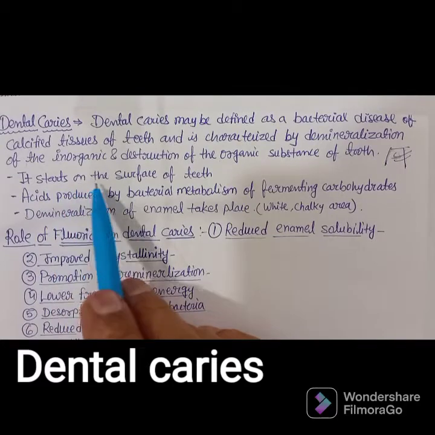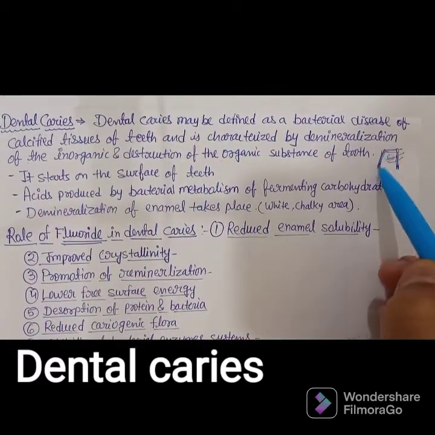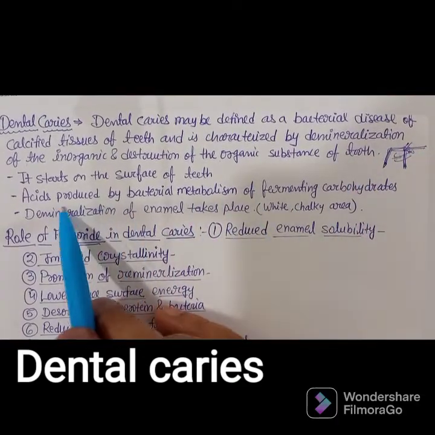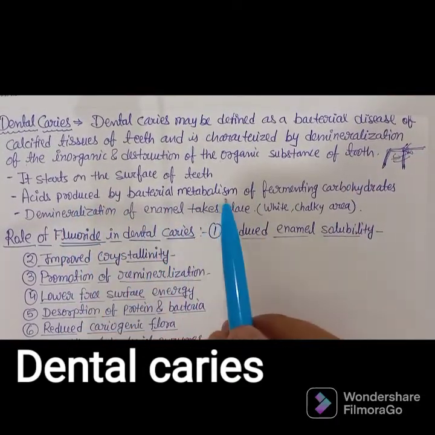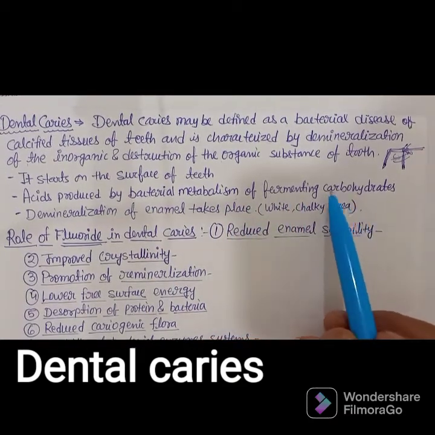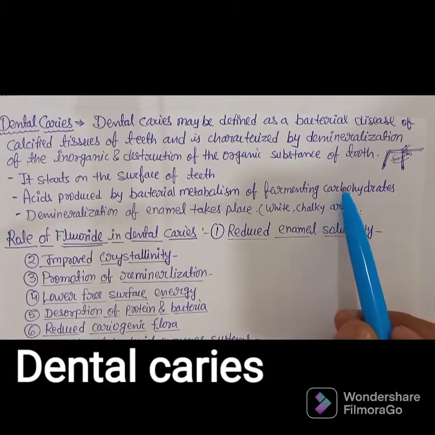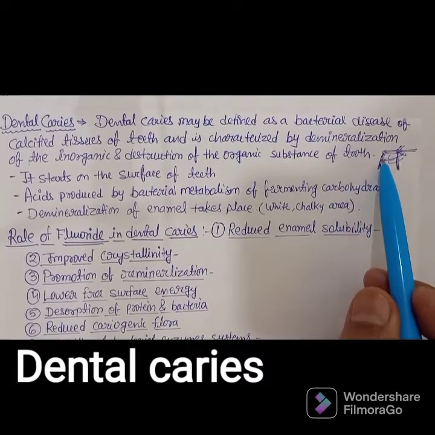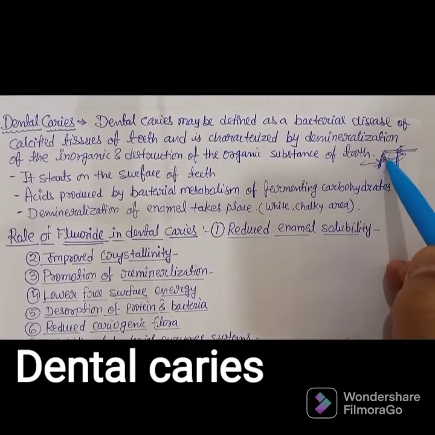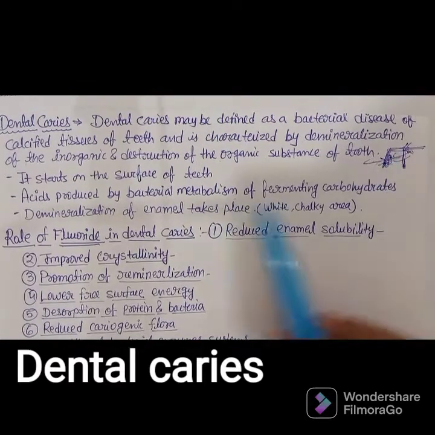It starts on the surface of the teeth, the first outermost layer of the teeth. It starts with acid produced by bacterial metabolism of fermenting carbohydrate, right? Carbohydrate is something we take from food, and it gets stuck on the teeth. If bacteria are available there, they start consuming those carbohydrates and produce acids, right?